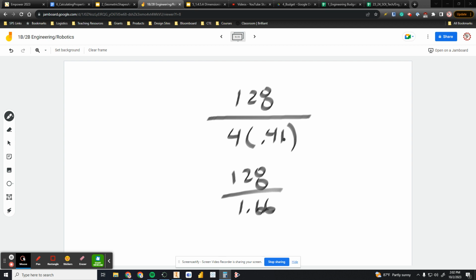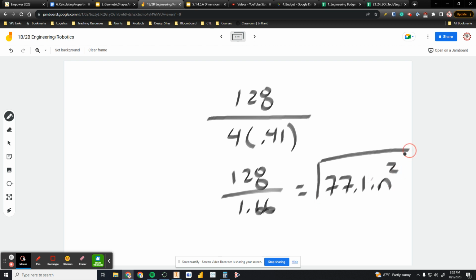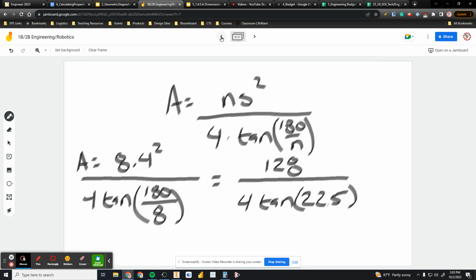So the area is 77.1, let's see, inches squared, because it is an area. Okay? So while this looked more complicated, okay, because the formula, not going to lie, is a little bit more complicated, it's still very reasonable to get it solved, okay? You just plug in what you know.